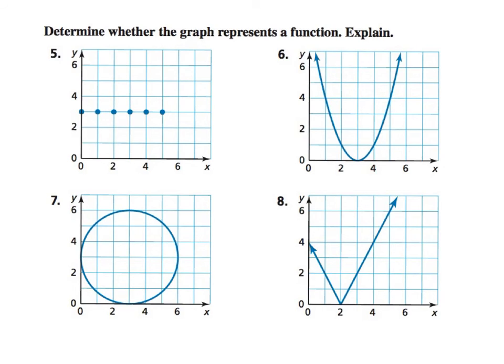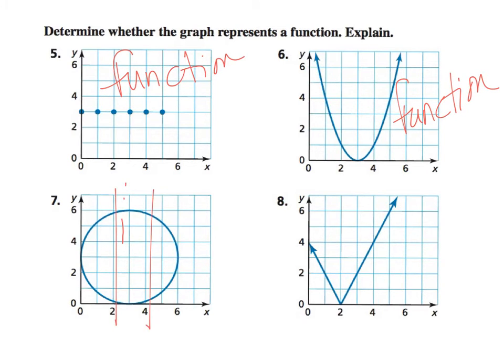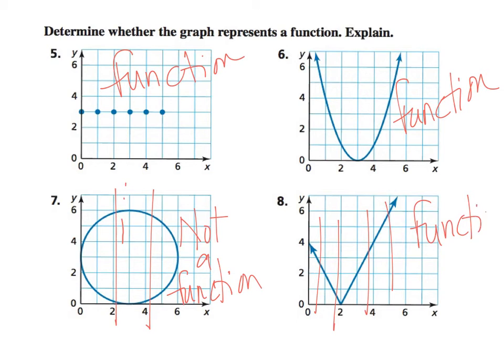Now just look at these. Which ones are functions? Which ones are not? A is a function. The vertical line test would pass. Number 6, function. The vertical line test would pass. 7, not a function. No matter where I put it, it goes through twice. Not a function. And 8, no matter where I put it, it crosses only once. It is a function.